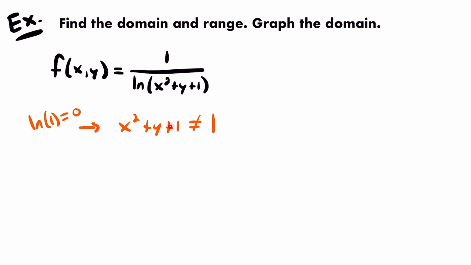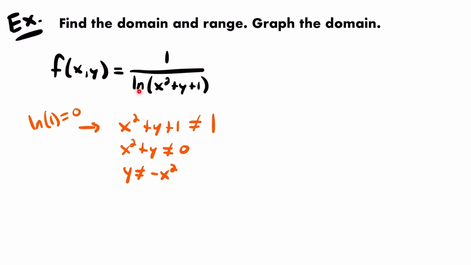If you subtract this 1 from both sides, you would have x squared plus y cannot equal 0, right? Both of those 1s would be gone. And then subtracting x squared from both sides, you'd have y cannot be equal to negative x squared. Okay, so that's one restriction, but it's not the only restriction.